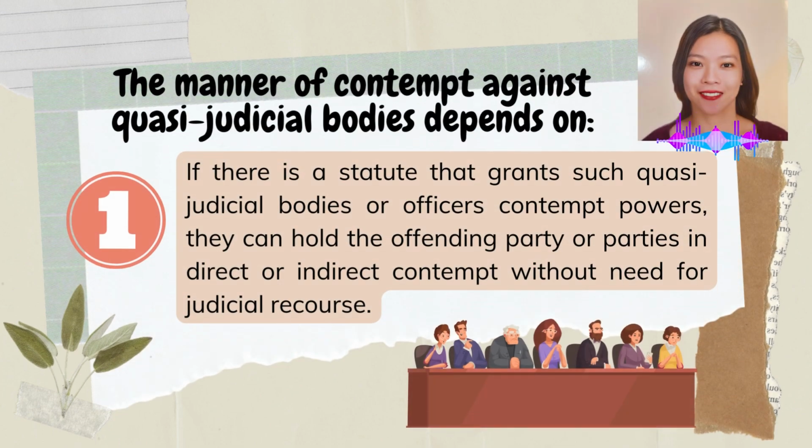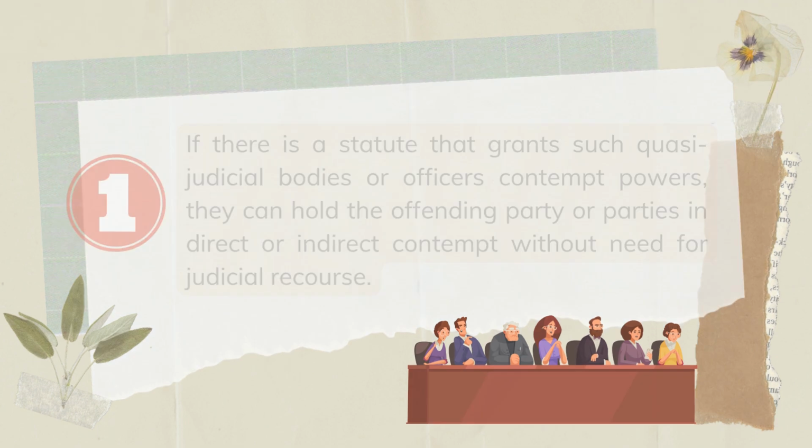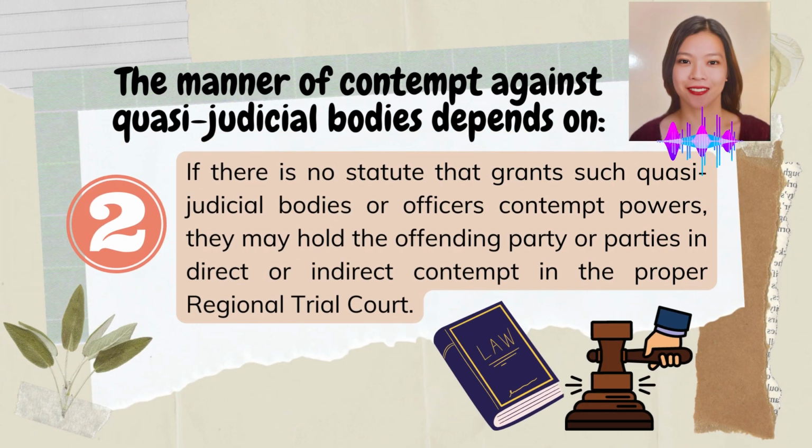The manner of contempt against quasi-judicial bodies depends on, first, whether there is a statute that grants such quasi-judicial bodies or officers contempt powers. If so, they can hold the offending party or parties in indirect contempt without need for judicial recourse. Second, if there is no statute that grants such contempt powers, they may hold the offending party or parties in indirect or direct contempt in the proper regional trial court.